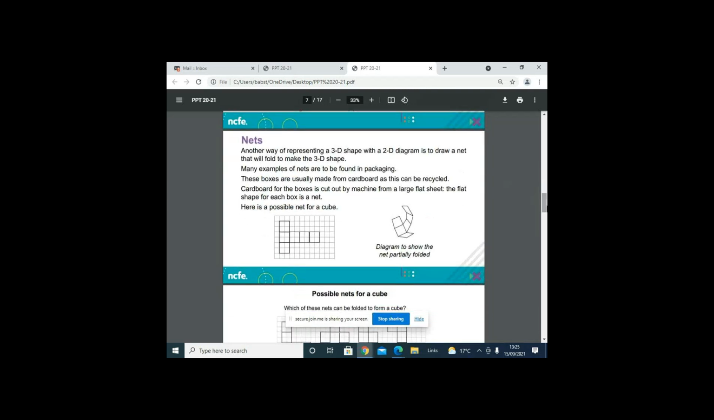So you can also form nets too. Basically, forming nets is like splitting the different faces of a 3D shape. Another way of representing 3D shapes with 2D is to draw a net that folds to make a 3D shape. Many examples of nets are to be found in packaging.